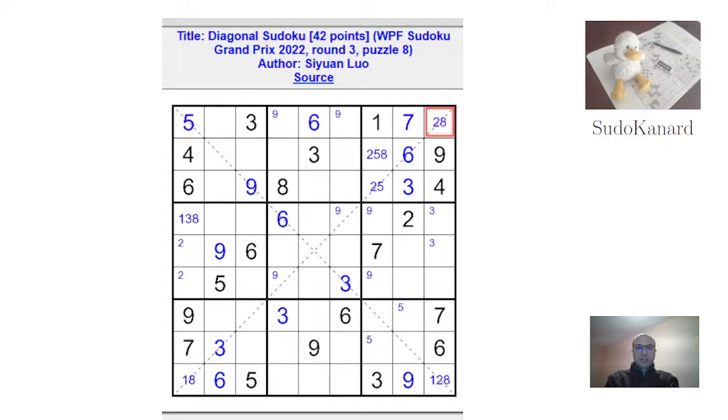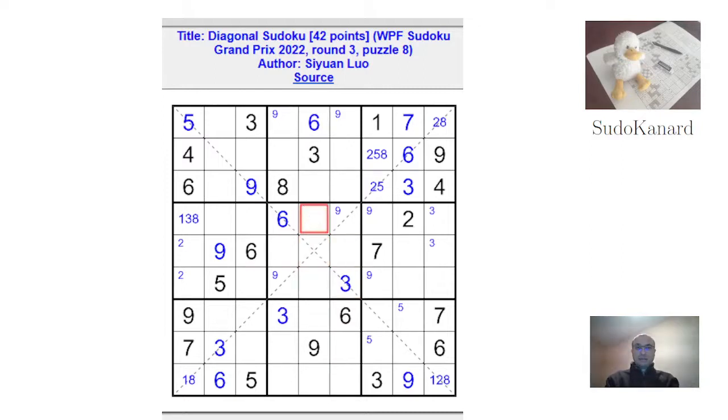This is 2 or 8. And that's very interesting because this cell and this cell see each other. So they are a 1, 2, 8 triple. And we now know that this central cell can't be any of those 3 values. It can't be 1, 2, or 8.